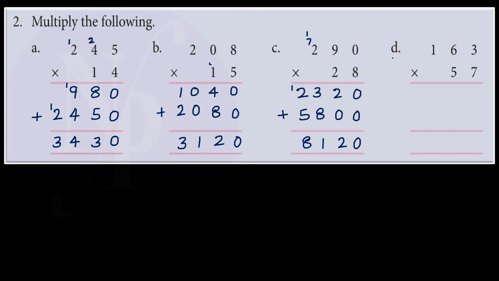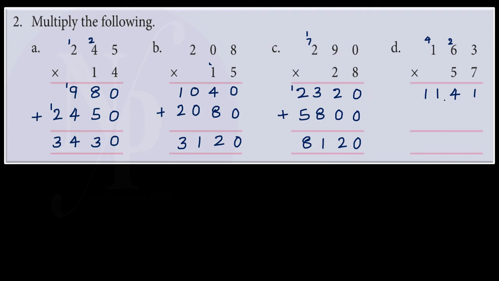Coming to D, we have 163 into 57. We multiply by 7 first. 7 threes are 21. We write 1 here and 2 is carried forward. 7 6s are 42. 42 plus 2 is 44. We write 4 here and 4 is carried forward. 7 ones are 7. 7 plus 4 is 11.